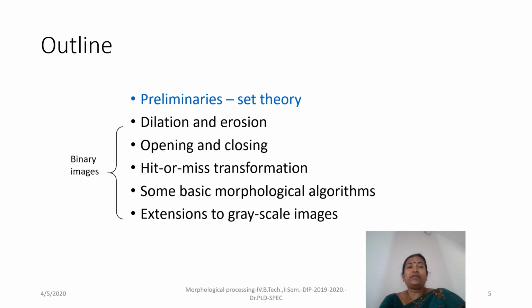So what are the topics we are going to cover in today's presentation? Under set theory, first you can see the introduction of set theory, in order to understand morphological processing in image processing. The main concepts are dilation and erosion, opening and closing, hit or miss transformation, some basic morphological algorithms, and extensions to grayscale images.